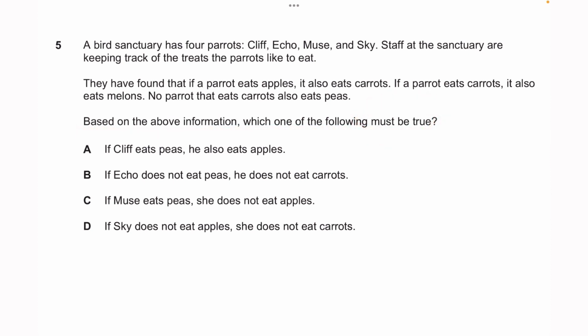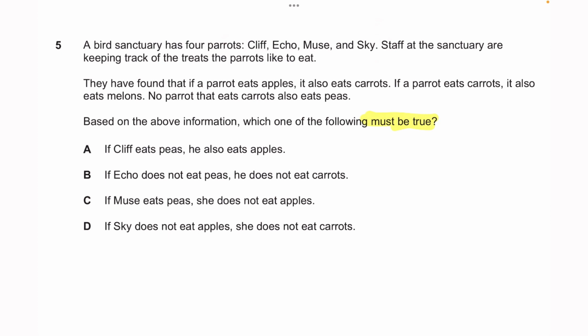So we're finding out a true statement within the following 4 statements. So we know that all 4 of these here are parrots, and we're just trying to find out what treats each parrot likes to eat and how they all relate. So we're going to draw a little diagram. There's actually 2 ways that we can draw a diagram. If you want to write it simply, you can draw it as a Venn diagram, or you can draw it as a little flow chart just to see how it works. So I'll show you both ways.